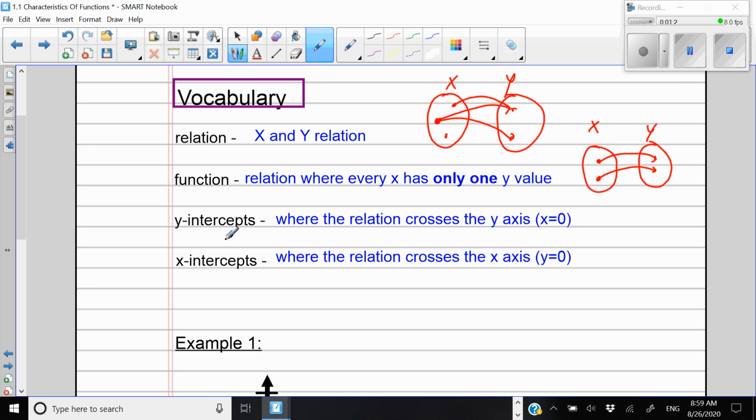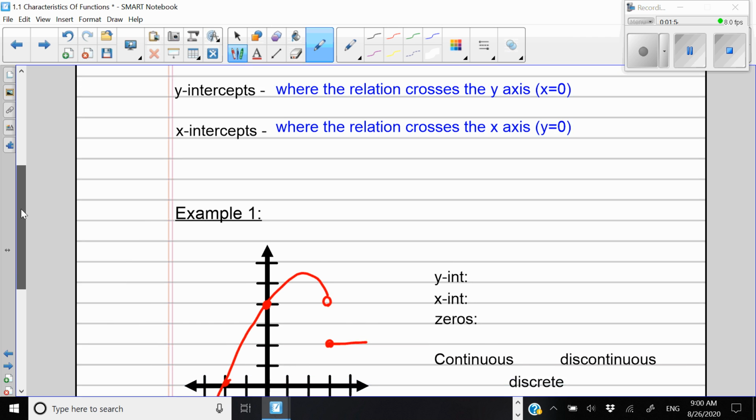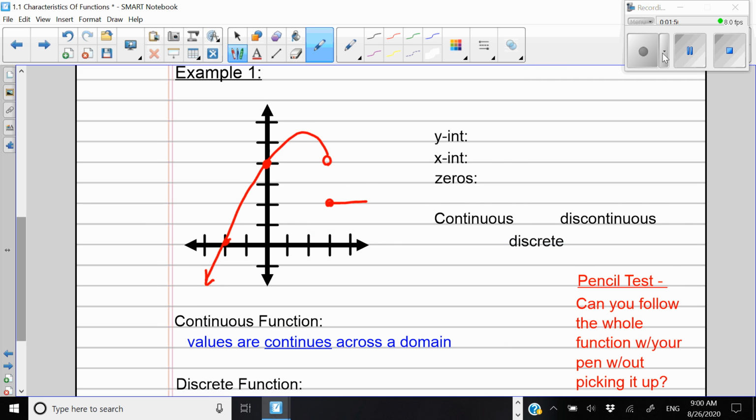What is the y-intercept? That's where the relation crosses the y-axis. And in this case, x is 0. What is the x-intercept? That's where the relation crosses the x-axis. And then y is equal to 0. Let me show you an example so you can understand this better.